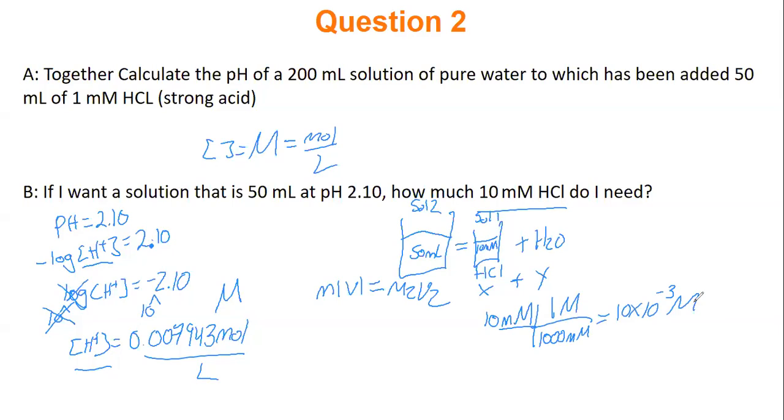All right, so M1 is 10 times 10 to the minus 3. V1 is how much of this acid do I add? I have no idea. That's the question that I'm asking. So that's V1. M2, so for my final solution, what's my concentration? That's why I solved for this H plus, 0.007943. What's my final volume? Well, it gives it to you in the equation. It's 50 milliliters.